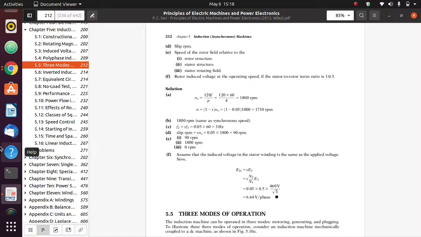Remember we said that when it is not operational, then the induced voltage in the stator and the induced voltage in the rotor, when you divide them, is the same as dividing the number of turns in the stator over the turns in the rotor. This is when it is at standstill, but when it is rotating, what will you get? Because you've been told to find the rotor induced voltage at operating speed if the turns ratio N1 over N2 is 1:0.5.